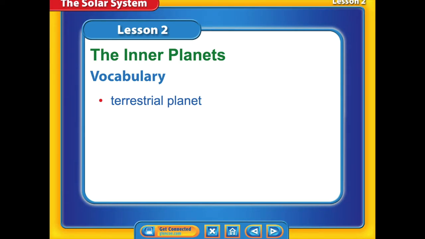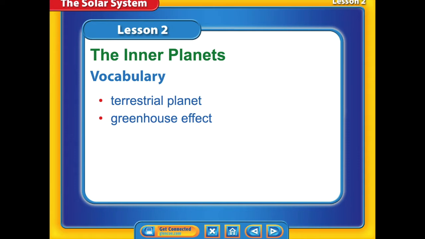So you will be looking at notes page 99 and page 100 in this lesson. I'd like for you also to open up your science books to page 118, lesson 2 on the inner planets. Our vocabulary terms for lesson 2 are terrestrial planet and the greenhouse effect. So we're going to look at both of these words and try to determine what they mean. So let's get started. You should be looking at page 99 of your notes.